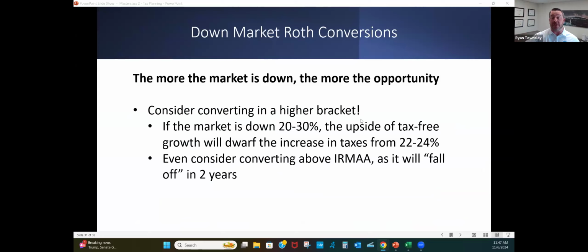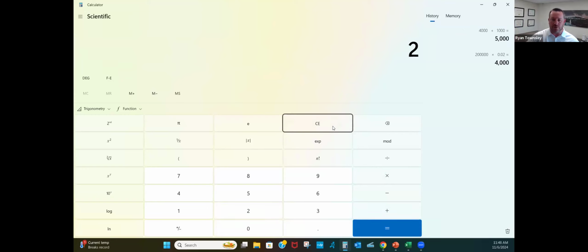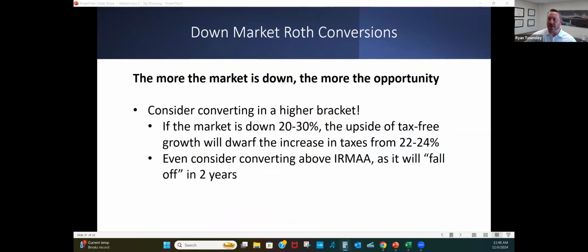And you may even consider, if someone is subject to IRMAA, converting above that. Because if we're talking about converting hundreds of thousands of dollars to Roth, and let's just say it's 200,000, right? And they're going to pay an extra 2% in tax. That's an extra $4,000 in taxes for doing above. And let's say they're going to get an IRMAA of about $1,000 a year. That means it's going to cost them $5,000. But if we have 200,000 and we're going to get a 28% return to get back to even on that, we're going to make 56,000. So just something to think about, right?